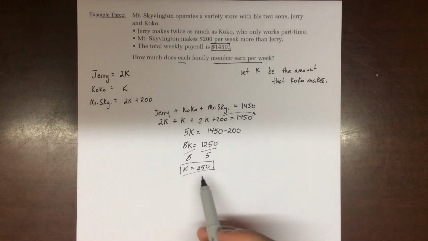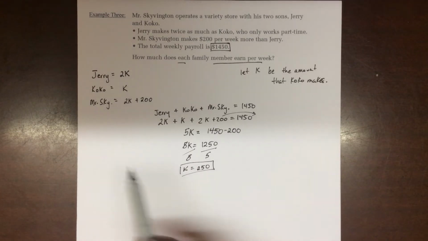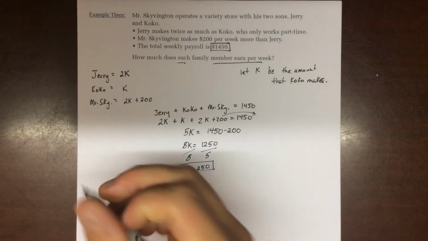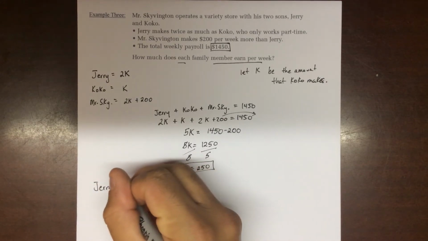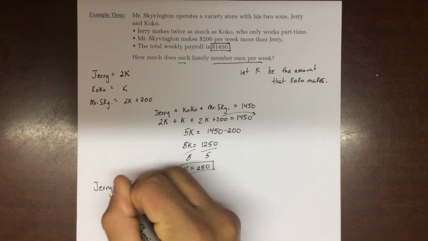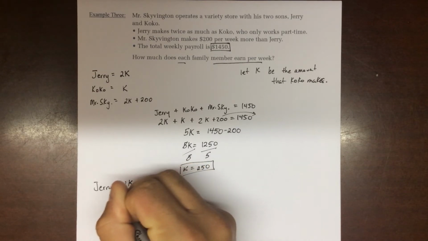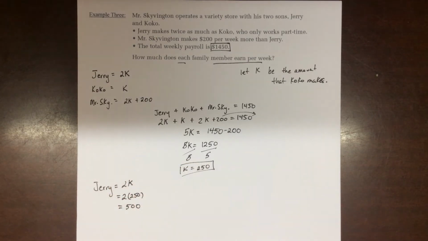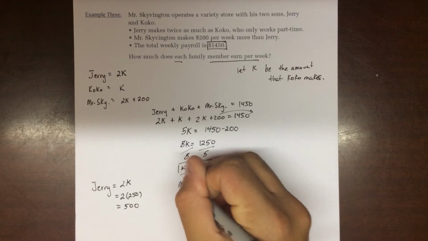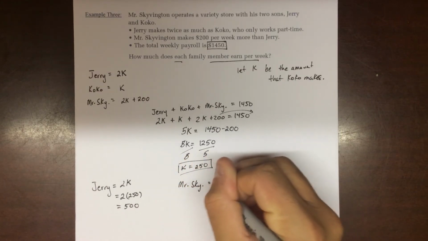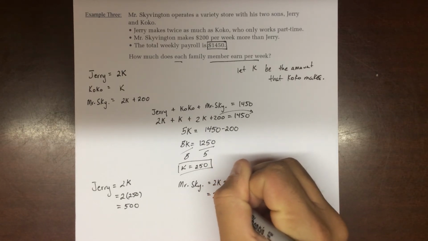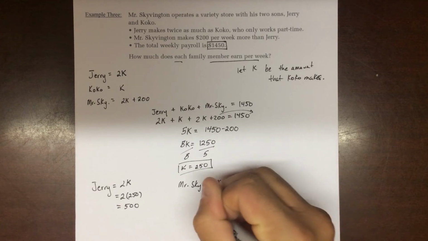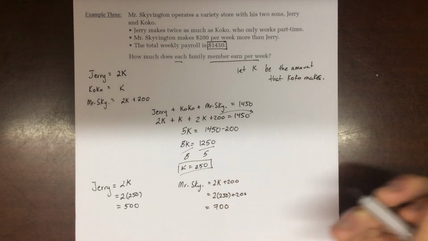What can I do with K? Similar to the last question, I know K, and K is in each individual's expression for how much they earn. I can say then that Jerry is 2K, 2 times 250 for $500. And I can say that Mr. Skivington is 2K plus 200, or 2 times 250 plus 200 to give me 700.